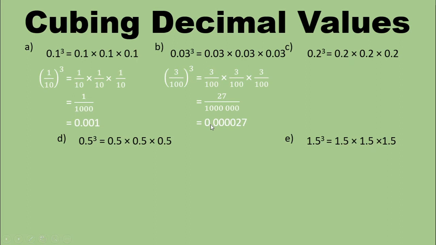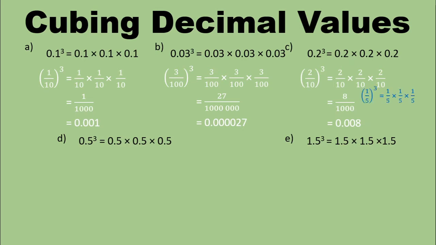Right, on to 2 in the tenths position. That's 2/10. So I'll write that as 2 over 10 cubed. 2 over 10 times 2 over 10 times 2 over 10. 2 times 2 times 2 is 8, and 10 times 10 times 10 is 1,000. So this is 8 thousandths, or as a decimal, that is 8 in the thousandths position, 0.008. If I had simplified that fraction, that would have been the same thing as 1 over 5.